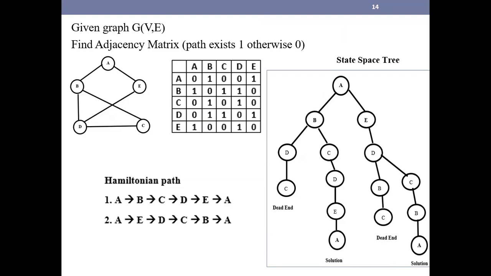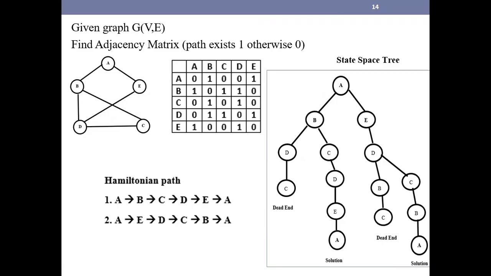For node C, what are the adjacent nodes? B and D are adjacent nodes for C. B is already added, visited. So unvisited is D. Add D to C. Then what are the adjacent nodes for D? For D, the adjacent nodes are B, C, E. B and C are already added. We can add E in the path. For E, now see: A, B, C, D, E, all nodes are added exactly once.